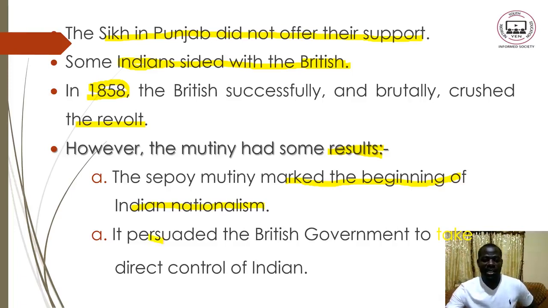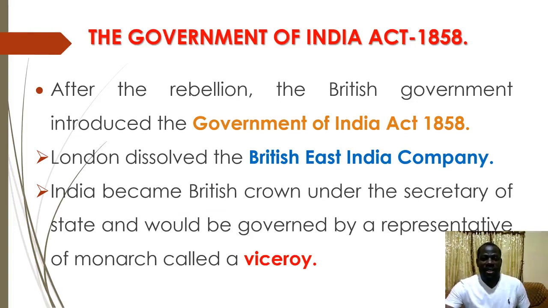And also it persuaded the British government to consider dropping the direct control of Indian society. Now, there was what was called the Government of India Act. The Government of India Act, which was passed in 1858.